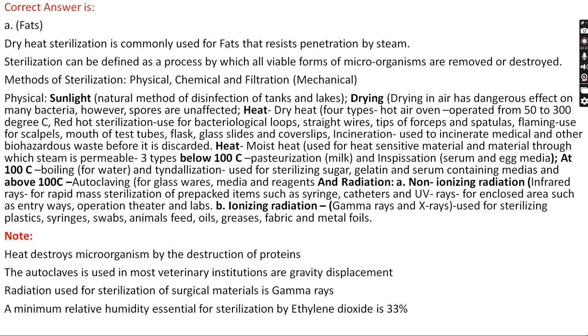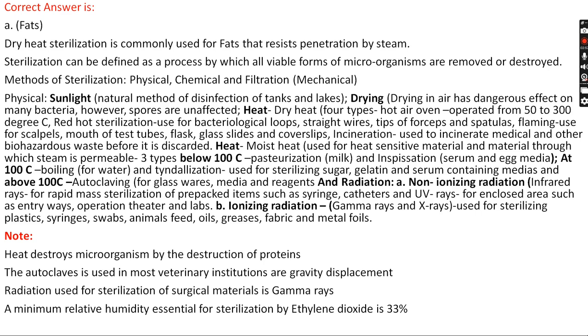Okay. Sterilization is a process to kill all viable forms of microorganisms from the material. There are different methods of sterilization: physical methods, chemical methods, filtration, and mechanical methods. The physical methods mainly include sunlight, drying, and heat, which has two forms, moist heat and dry heat. And the last one is radiation.